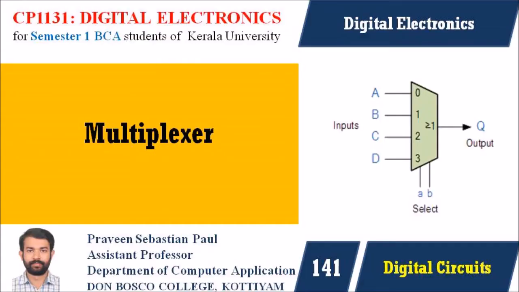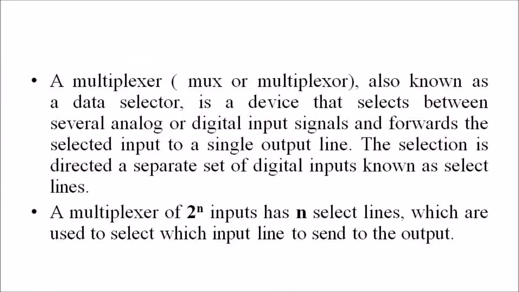In this lecture, we are discussing the concept of multiplexers. In digital electronics, a multiplexer, or simply MUX, also known as a data selector, is a device that selects between several analog or digital input signals and forwards the selected input to a single output line. The selection is directed by a separate set of digital inputs known as select lines. A multiplexer of 2 raised to n inputs has n selection lines, which are used to select which input line to send to the output.